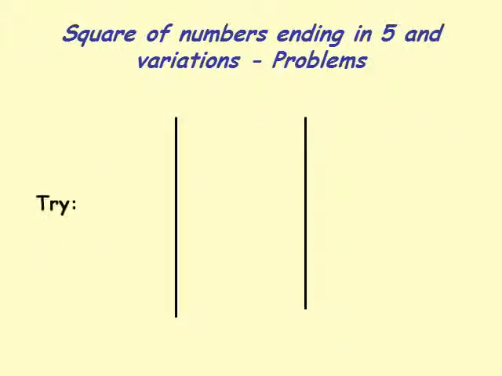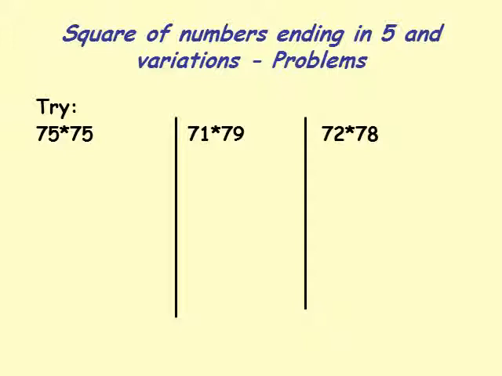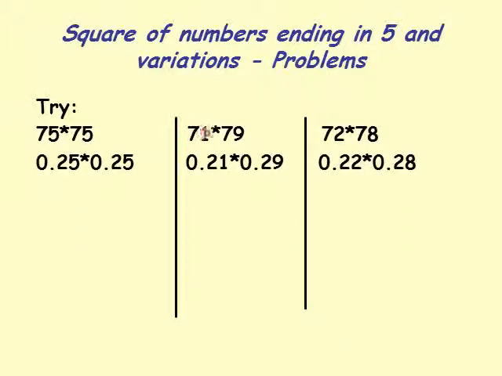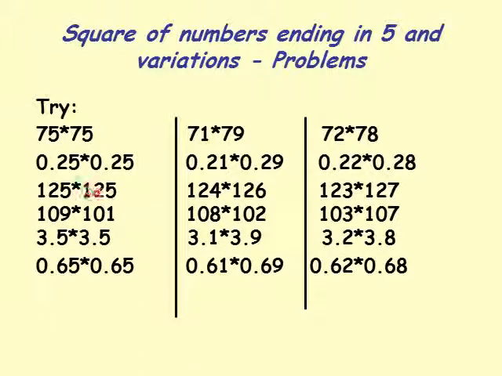Okay, now you can do some problems here. Let's try these problems. 75 times 75, 71 times 79, 72 times 78. Again here, 1 times 9 is only one digit. You would need to pad that with 0. It's 09 on the right. 0.25 times 0.25. Similarly here, 0.21 times 0.21. 1 times 9 is one digit, so watch out. And some more: 125 times 125, 3.1 times 3.9, and so on.